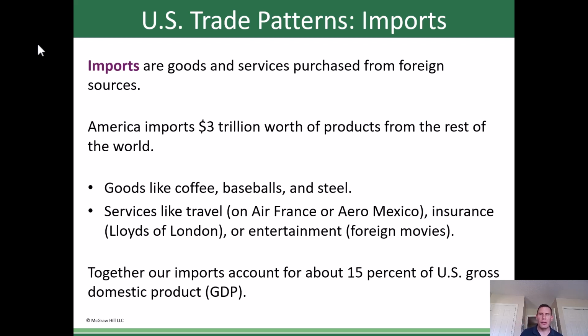America imports about $3 trillion worth of products from the rest of the world, and that's, of course, every year. There's a lot of things it can include, but things like coffee, baseballs, steel, a wide cross section there. Things like travel, Air France, Mexico, if you travel to and from the US on another country's airline. Insurance, if it's underwritten by someone like Lloyd's of London, entertainment, anytime there's a movie that was produced in a foreign country. Together, our imports account for about 15% of US GDP, so a pretty sizable amount of GDP.